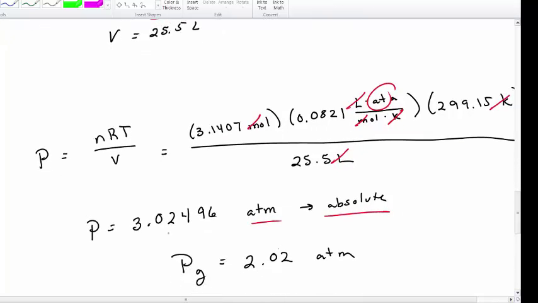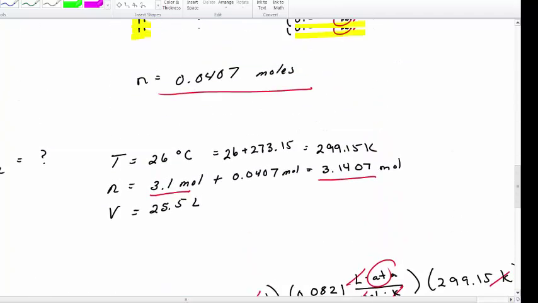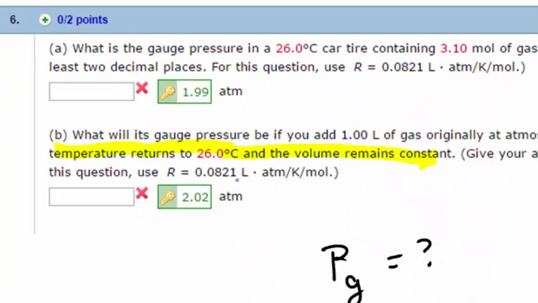And I'm rounding. This 4 is below 5, so it's going to round to 3.02, or after I take off the 1 atmosphere to make it gauge, 2.02 atmospheres. I go back up and double check, and sure enough, 2.02 atmospheres. I'm in good shape. So that just leaves problem number 8.